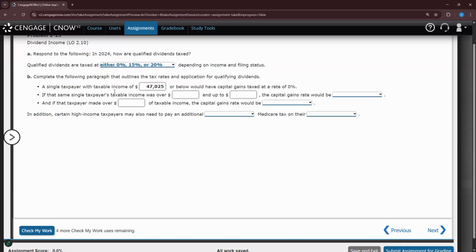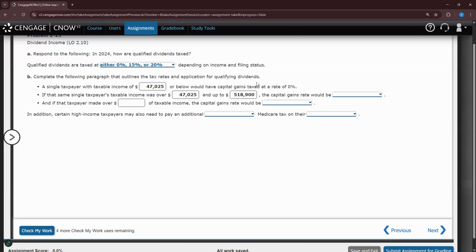Here it states, if that same single taxpayer's income was over $47,025, because obviously that's the threshold for it to be taxed at 0, and up to $518,900. So what Uncle Sam does is he casts this very large net, right? The minimum is $47,025, and then the ceiling for that is $518,900.